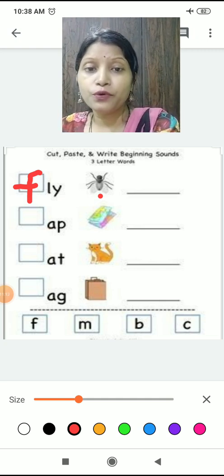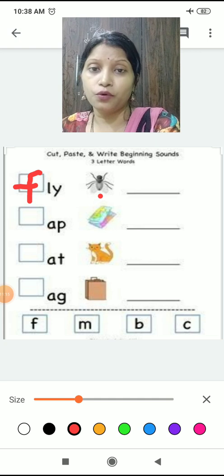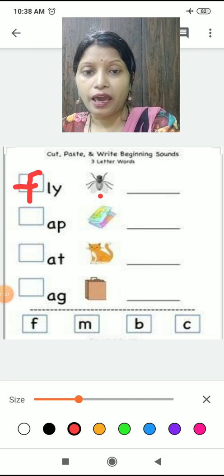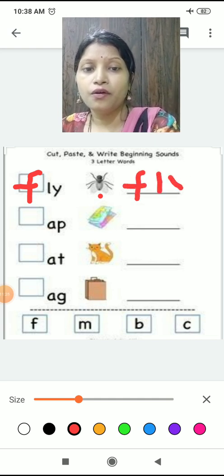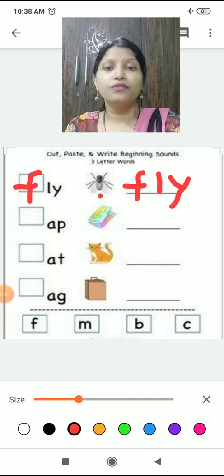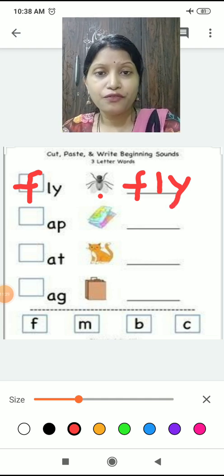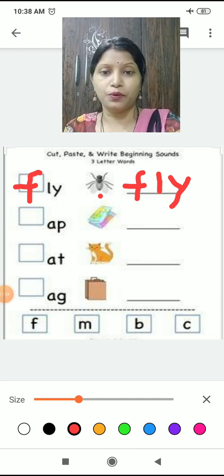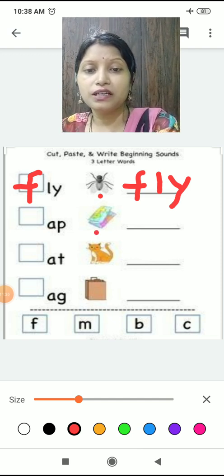Now what do you have to do? You have to write the word over here. The word you have made, you have to write it here. Okay. Let's write. What is this? F L Y. Fly. F L Y. Fly. Okay.